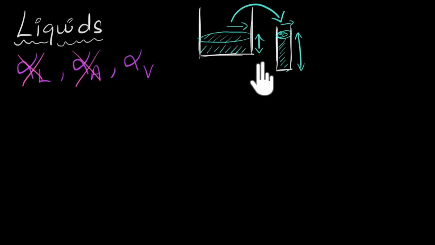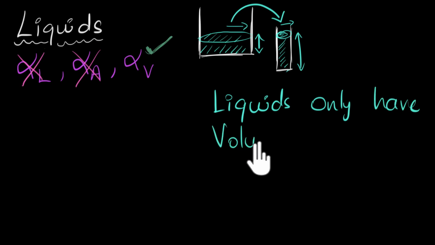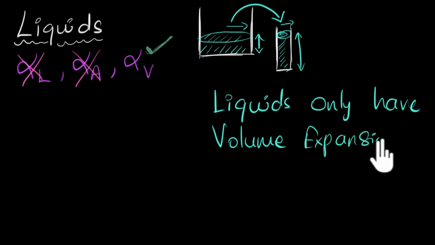If you want to change the volume of a liquid, there's only one way to do that. That is by changing the temperature. And therefore, for liquids, the only number we're going to talk about is the volume expansion coefficient. So let's just write that down. That's an important difference we can see. So for liquids, we only have volume expansion coefficient.